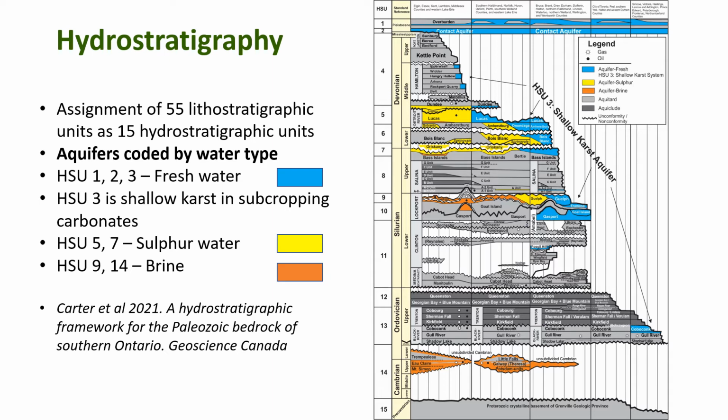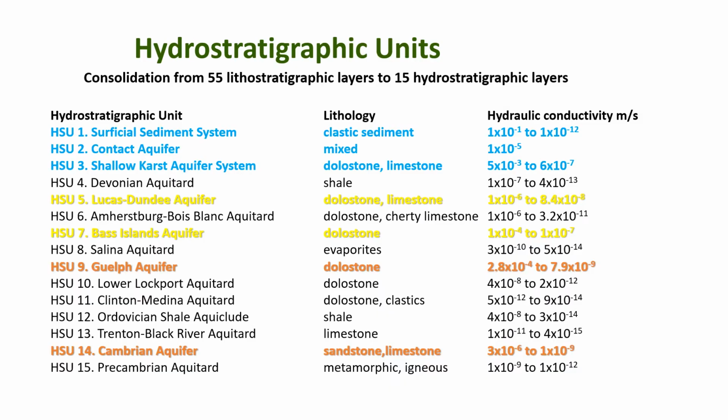In the intermediate to deep subsurface, thin aquifers of brackish to saline sulfur water or brine occur in paleokarst horizons developed at disconformities at the upper surface of carbonate bedrock formations where they were exposed to subaerial weathering in the geologic past. This chart just summarizes the 15 identified hydrostratigraphic units.